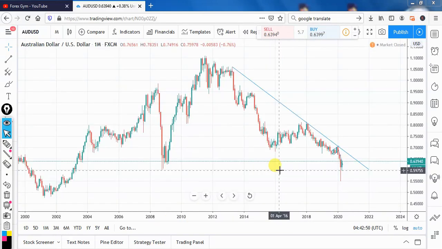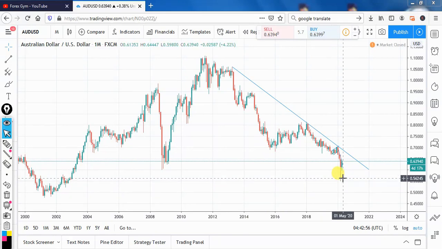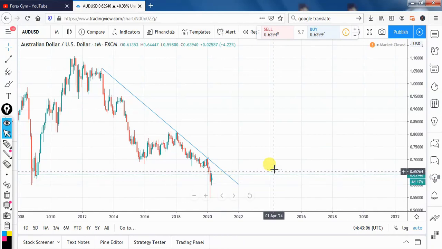And we continue with the Aussie against US dollar. This looks kind of similar to the British pound against US dollar. The exception is this is not a fresh new low. We can see that there is a lower low down here. So let's go and have a closer look.